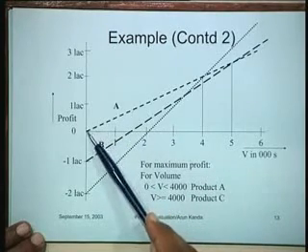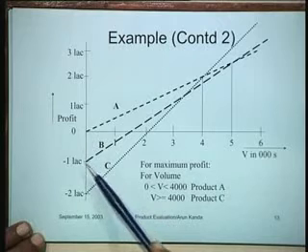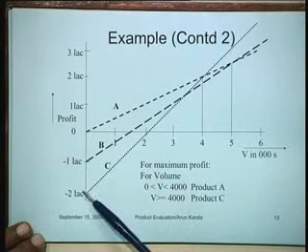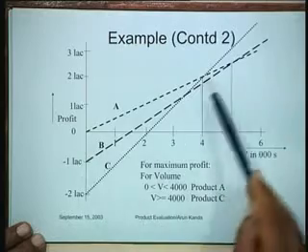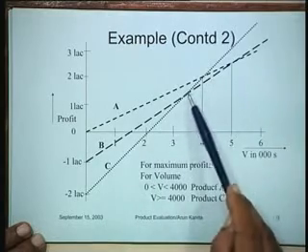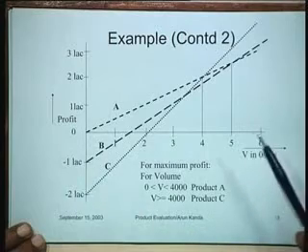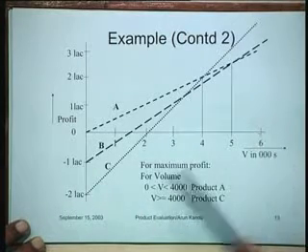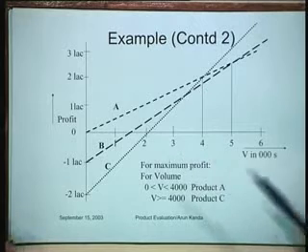Product A had no fixed cost. Product B had a fixed cost of 1 lakh of rupees. Product C had a fixed cost of 2 lakhs of rupees. Correspondingly, all these break-even points have been computed, and these are now drawn to scale in this particular graph. And this is now our objective. What is our overall objective?